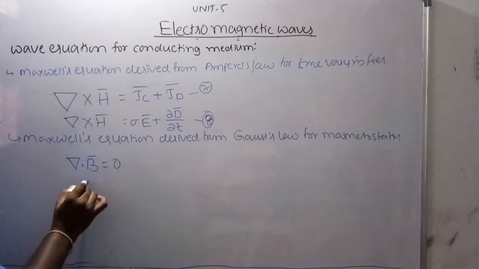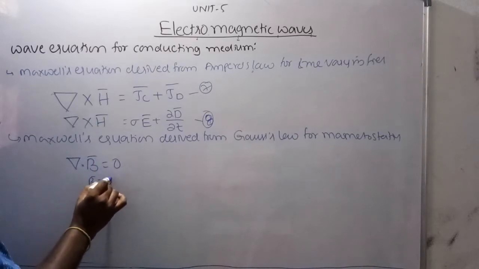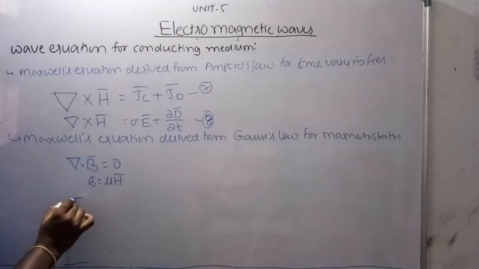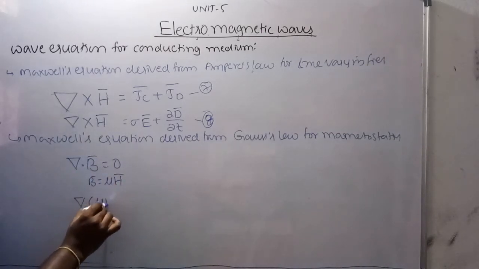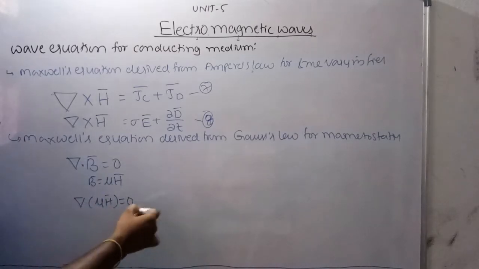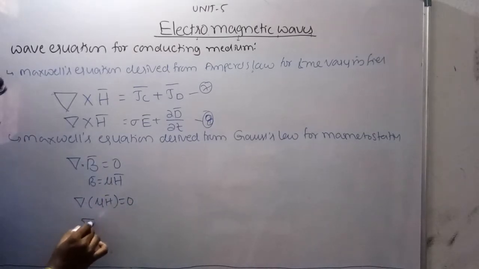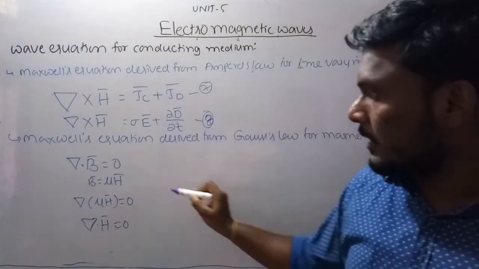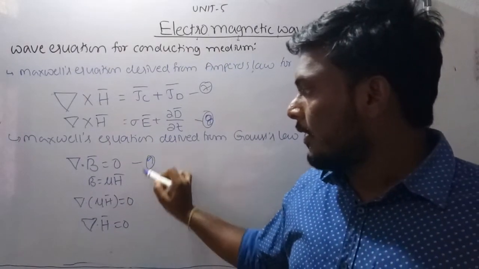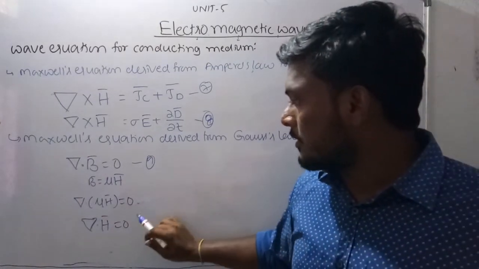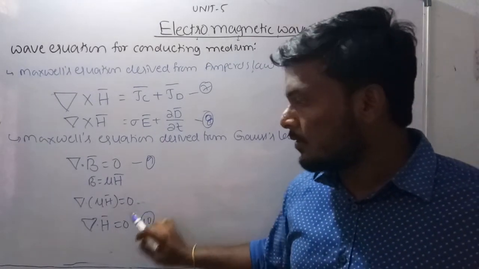But you know the relation between B bar and H bar: B bar is equal to mu times H bar. If you substitute it here, you will get del dot mu times H bar equals 0, or if you take the mu outside, you will get del dot H bar equals 0. Del dot B bar equals 0 is equation number 9, and this one is equation number 10.